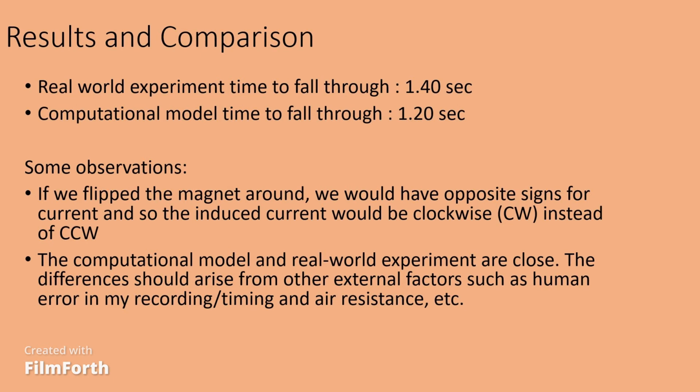Some observations: if we flip the magnet around, we would have opposite signs for the current, so the induced current would be clockwise instead of counterclockwise, because currently the induced current is counterclockwise. This is due to Lenz's law. The computational model and real world experiment are very close. The main difference is probably from human error and so on, but it's just a very tiny error.